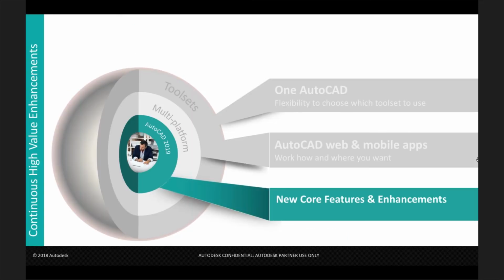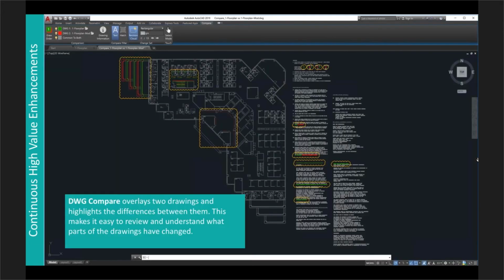So the last part of this is talking about the new themes and the new enhancements that we've made in AutoCAD 2019. The first one, probably the biggest thing, and, so don't base any future buying decisions on this, something that I intend to continue to invest in, is DWG Compare. We've really made a robust implementation of taking two drawings and highlighting the differences between them. It makes it easy to review and understand what parts of the drawings have changed.